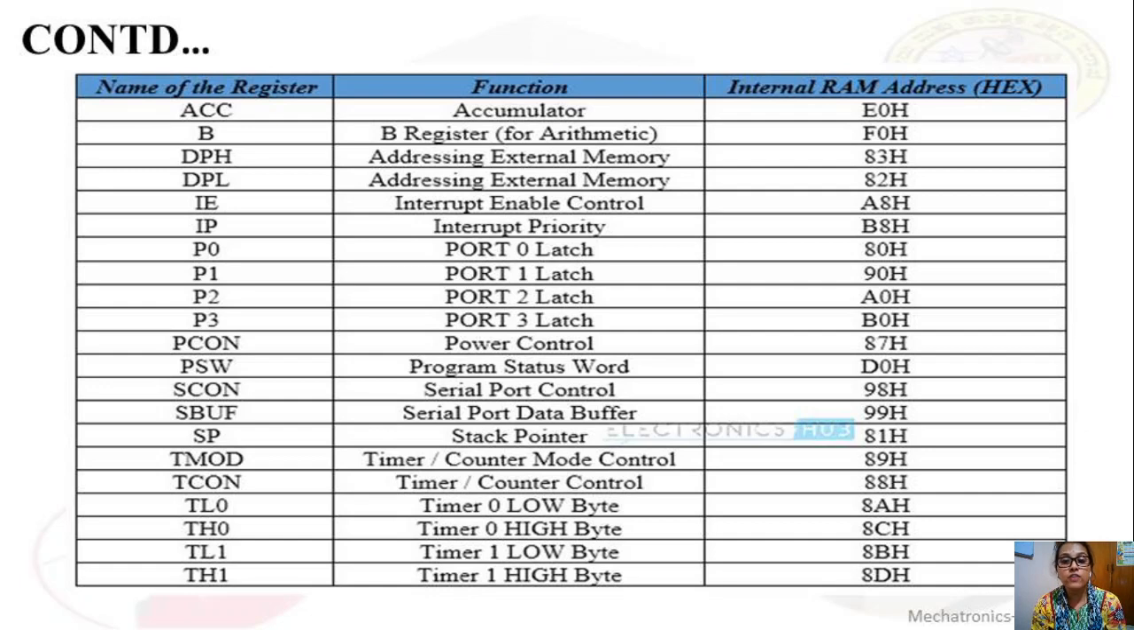We have two 16-bit special function registers: one is the program counter, and another one is the data pointer, that is DPH and DPL together, which are 16-bit. Here the function and the internal RAM address are also given in hex. What is the address location for the special function registers? That is from 80H to FFH.